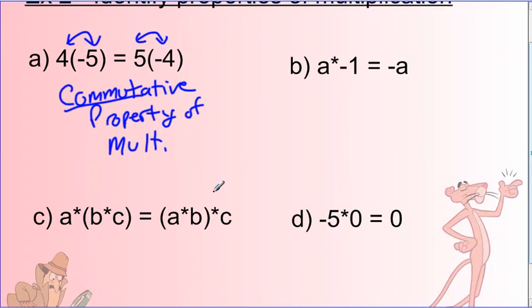Okay? Letter B. If you have some number times by -1, you basically just get the opposite of that number. This one's a little new. This is the property of -1. Basically what you're doing is you're taking the opposite of the number.